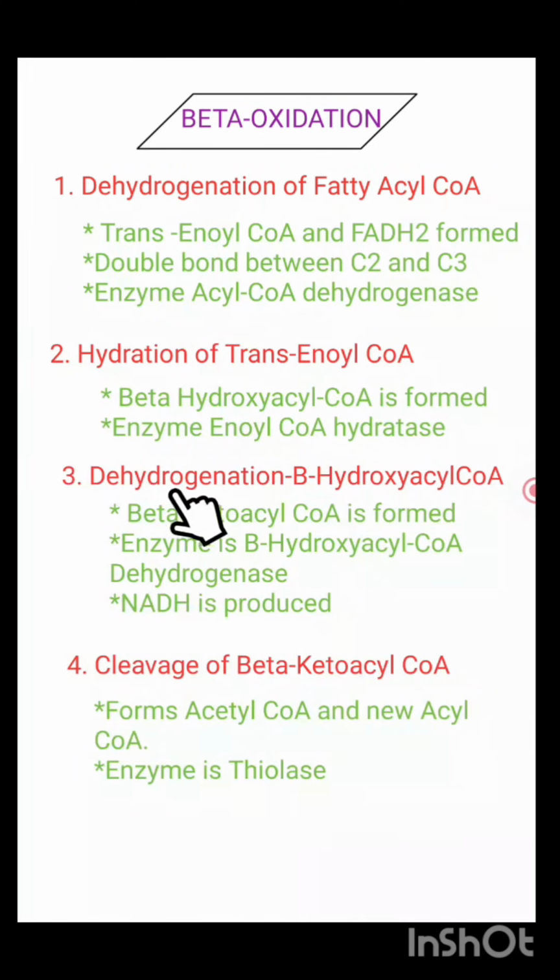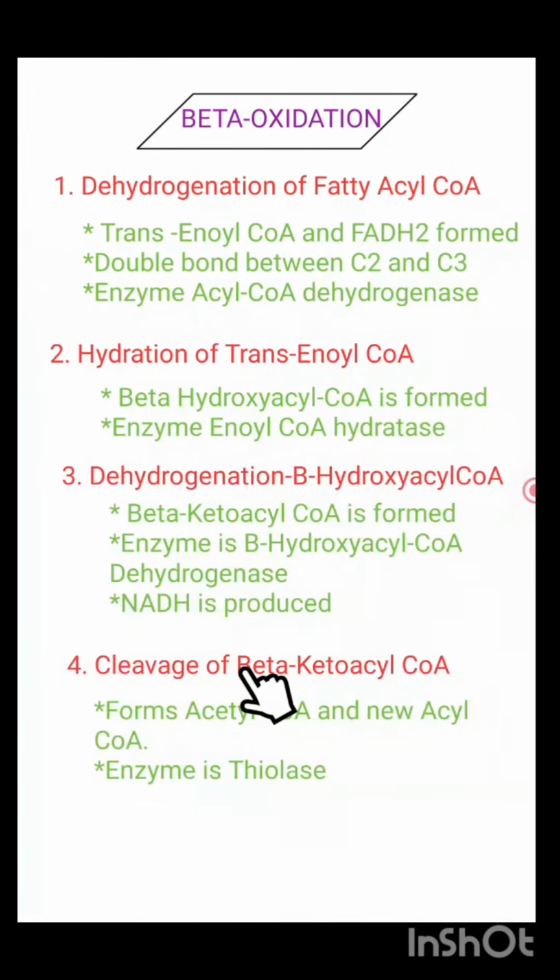In step 3, we have another dehydrogenation reaction. This time around, the beta-hydroxyacyl-CoA is being dehydrogenated, and then a beta-ketoacyl-CoA is formed. The enzyme that is responsible for this is beta-hydroxyacyl-CoA dehydrogenase. And remember, since this is a dehydrogenation, again, we are removing 2 hydrogen atoms, one of which will be accepted by NAD+, which is going to form NADH, another very important electron carrier, plus a hydrogen is actually also given out in this step.